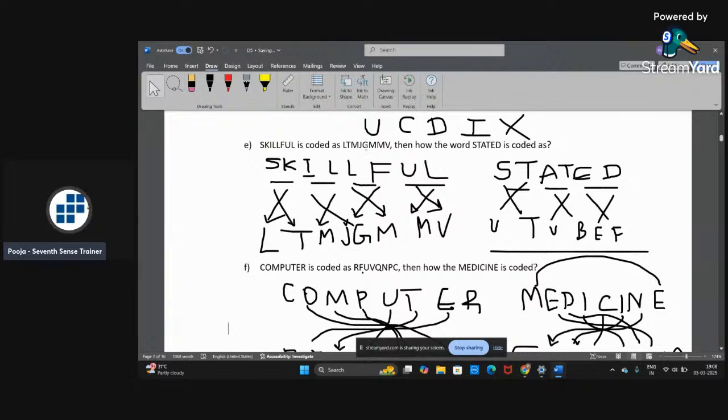The same logic we need to apply for the word STATED. For S it is T, for T it is U. For A it is B, for T it is U. For E it is F because we are going one letter forward. For D it is E because we are going one letter forward, but we are writing in forward and backward ways.